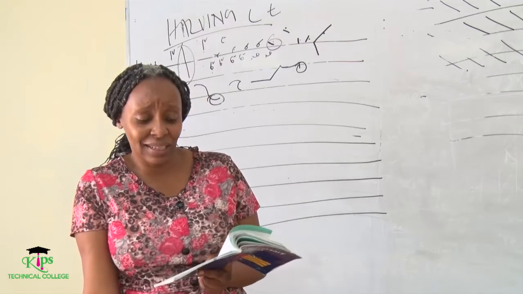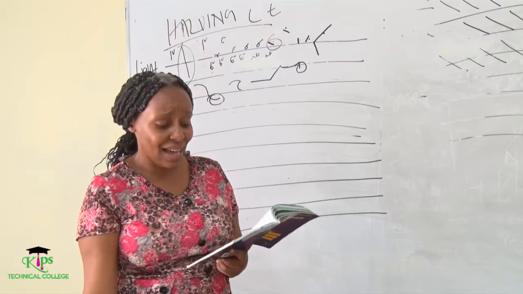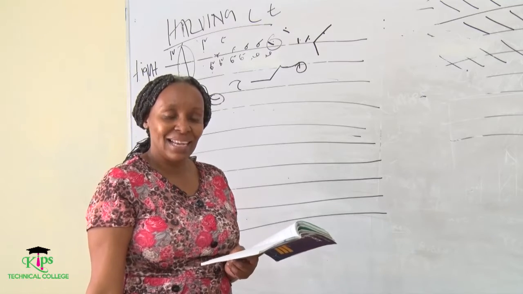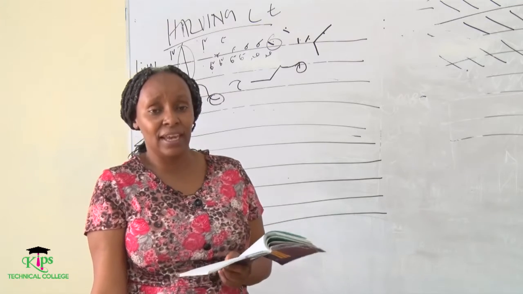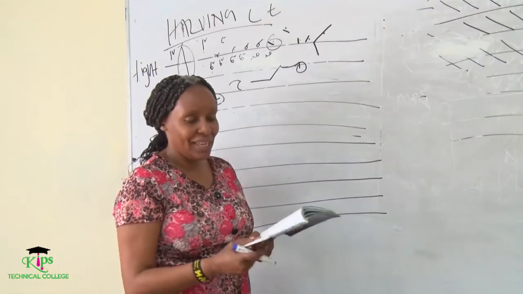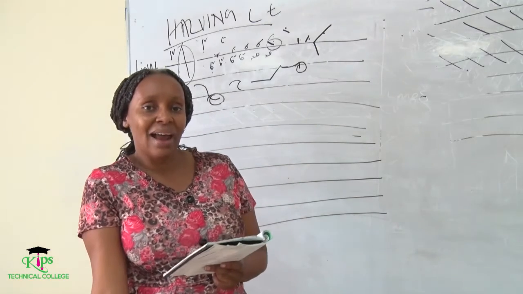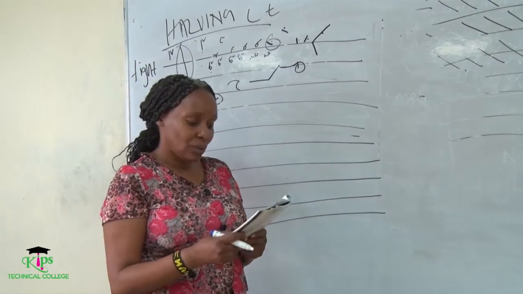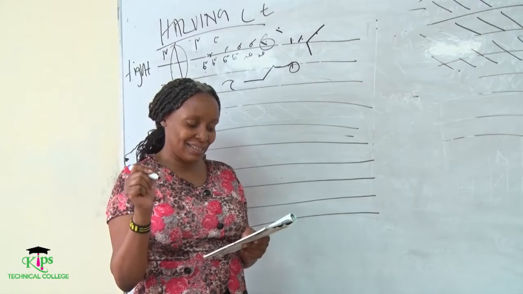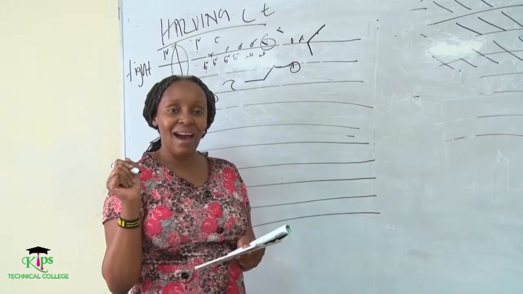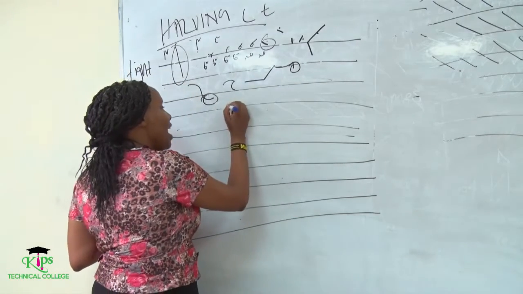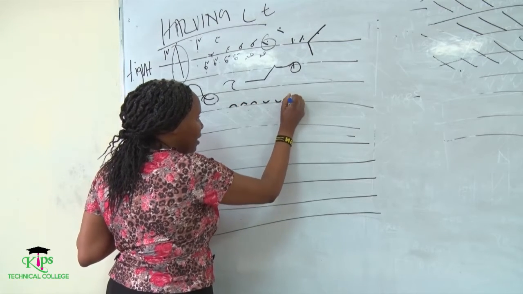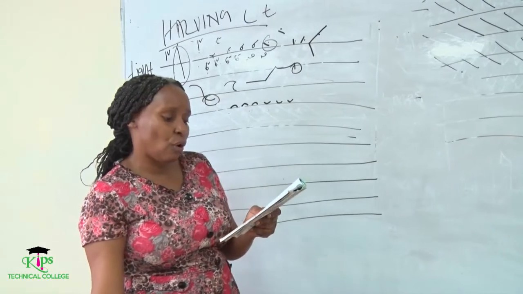Now we've got something else that we call the halving and thickening. Yeah, so under this we say stroke M and N are halved and thickened to indicate a following D. Now these ones are halved to indicate a following D. So the outline, so the sound of M and D, M and N are halved and thickened. Thickened means they are heavy, yeah, they are heavy to indicate the sound of a D only.